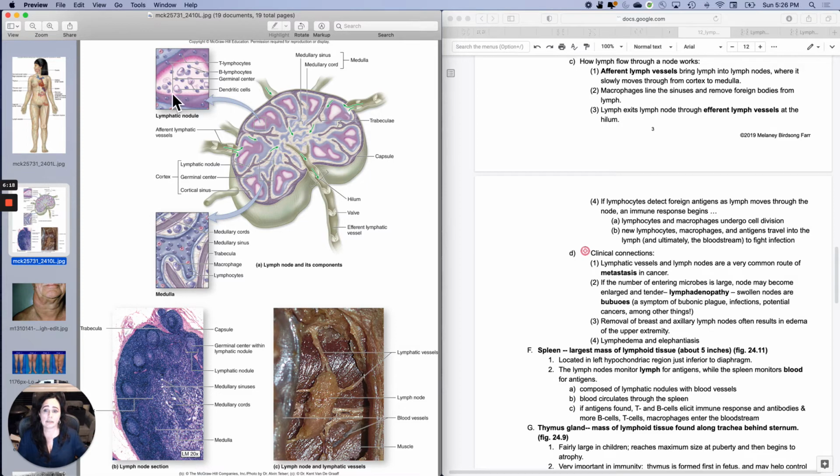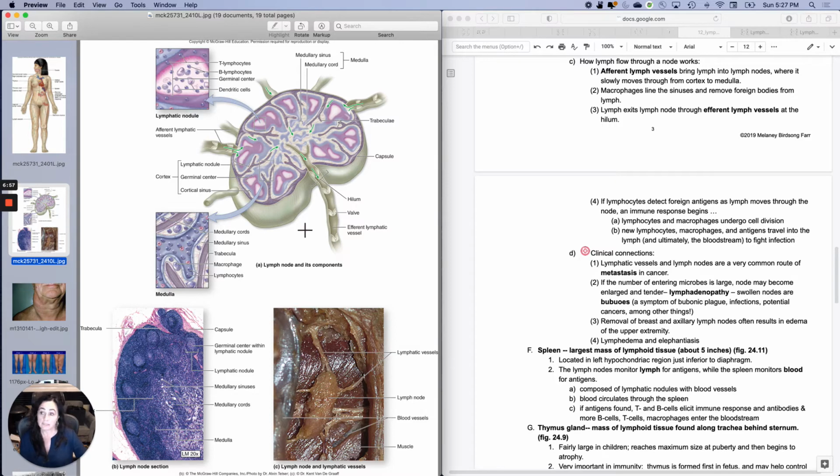So if the lymphocytes, the B cells and T cells, detected a foreign antigen as the lymph went by, the response would begin. B cells and T cells activate, T cells start bossing B cells around, and B cells make antibodies to whoop up on whatever specific pathogen was there. Macrophages just kill anything that looks weird. And then those new B cells, T cells, macrophages, and antibodies will actually get dumped into the efferent vessel.